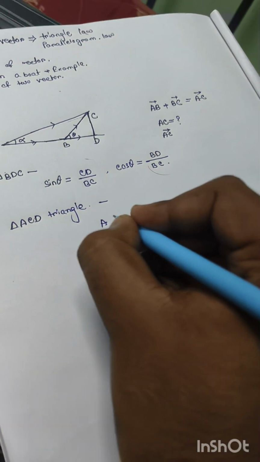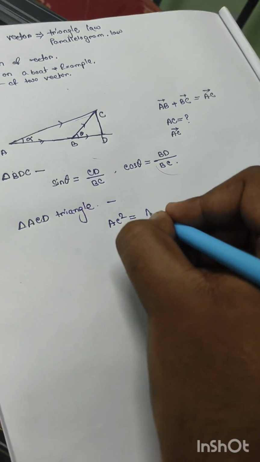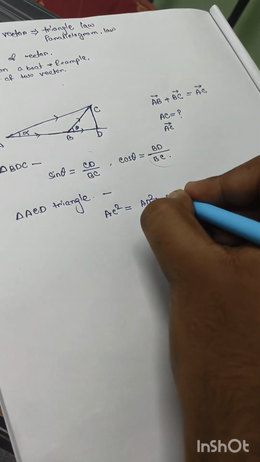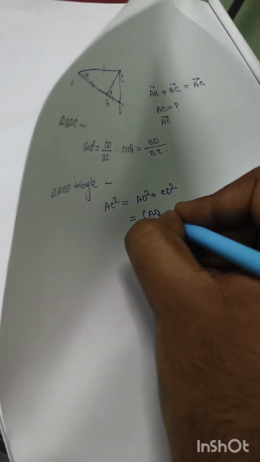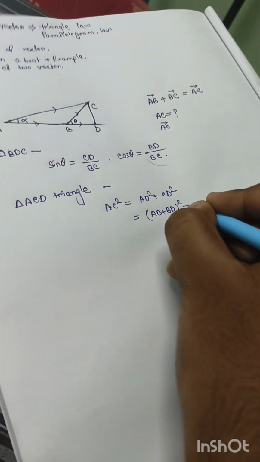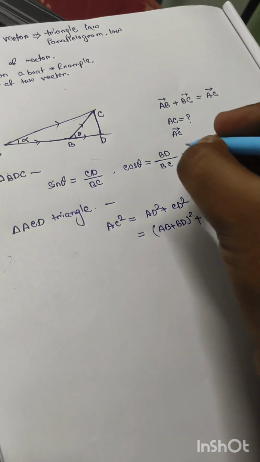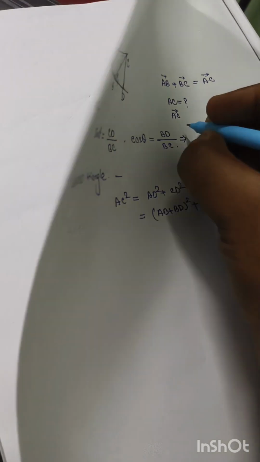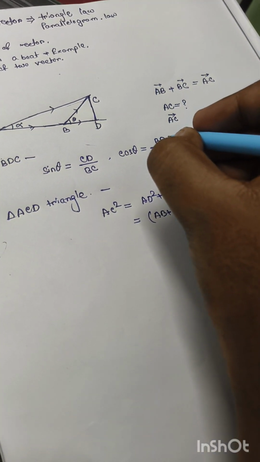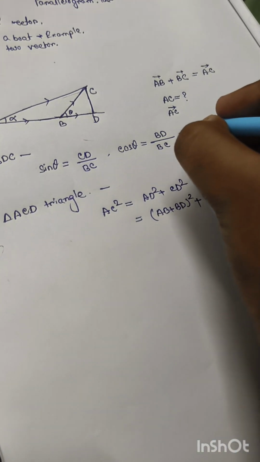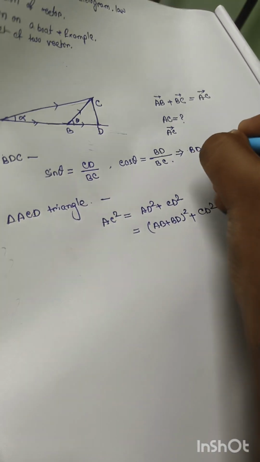we can easily calculate from the Pythagoras theorem that AC square equals AD square plus CD square. Now AD means AB plus BD, whole square, plus CD square. From here we can see that BD equals BC cos theta.